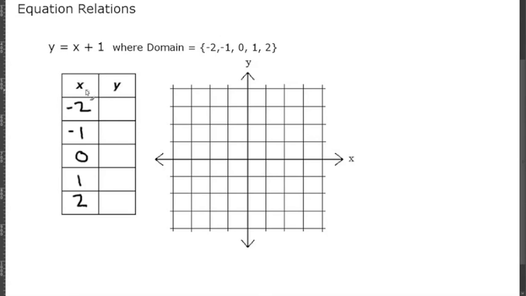The x values would be the independent variable because we're plugging these in to solve for our y, which is our dependent variable. So our y value will change based on the x. Therefore, the x is the independent and y is the dependent variable. So if we were to plug a -2 in for x, we would get -2 plus 1 is equal to y, so y would be -1.